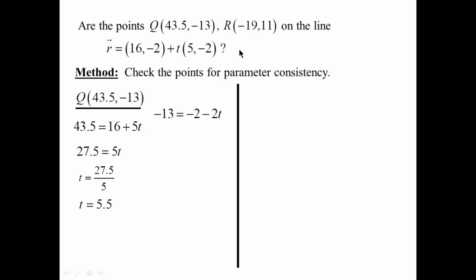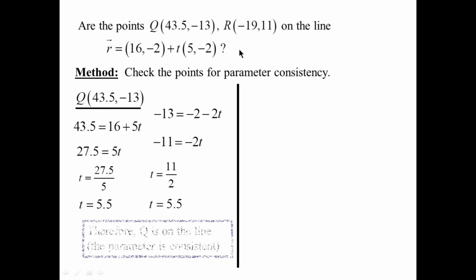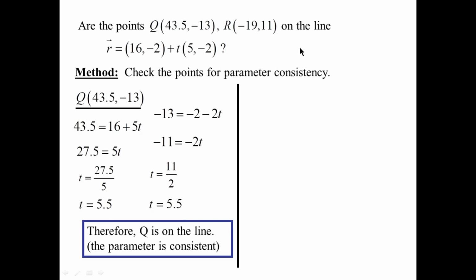Solving for t, simplifying t. Yes, they're consistent. Therefore, Q is on the line because we can get to it using 5.5 for our parameter.